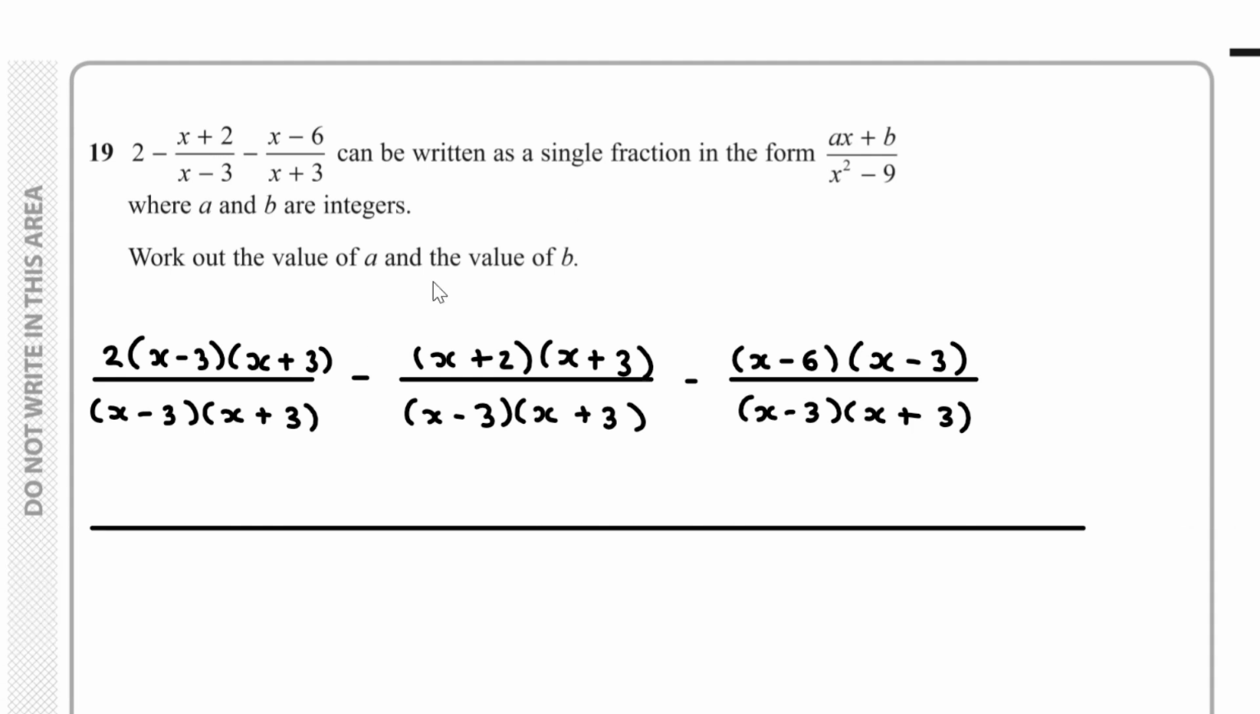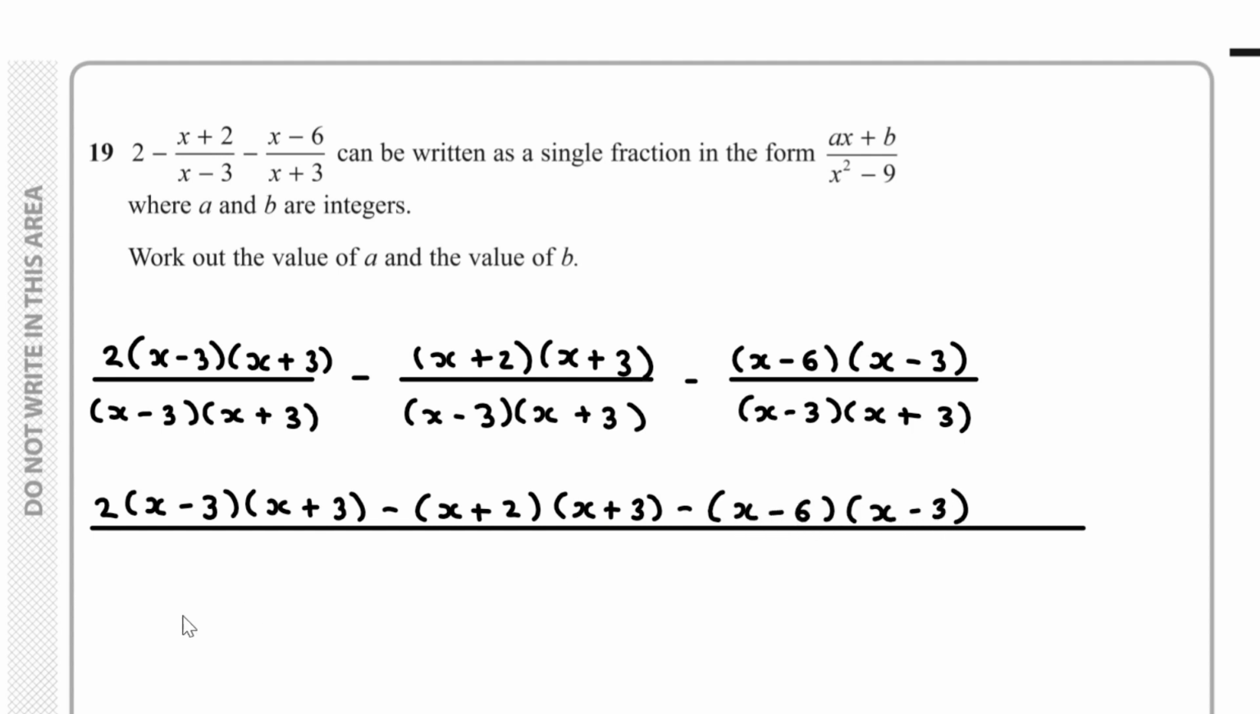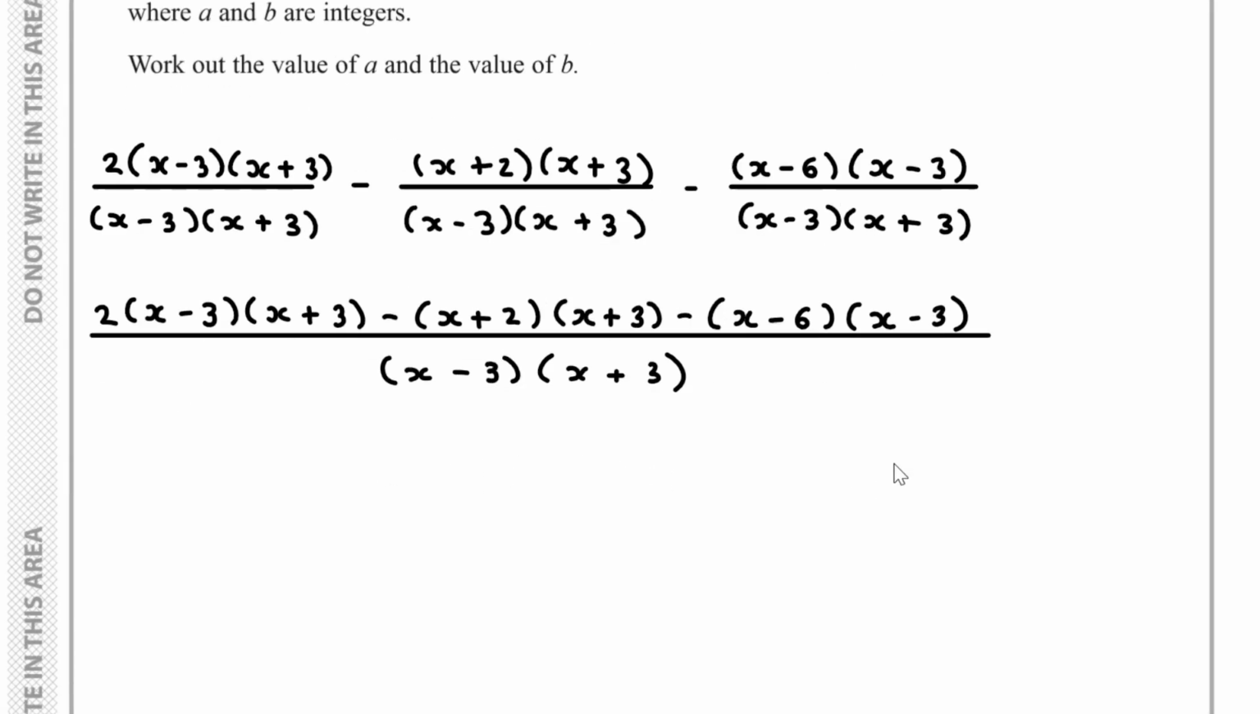So let's do that. We have 2 lots of x minus 3 lots of x plus 3 minus x plus 2 lots of x plus 3 minus x minus 6 lots of x minus 3. And on the bottom we've got this common denominator of x minus 3, x plus 3. So this is our combined fraction, and now we need to tidy all of this up.